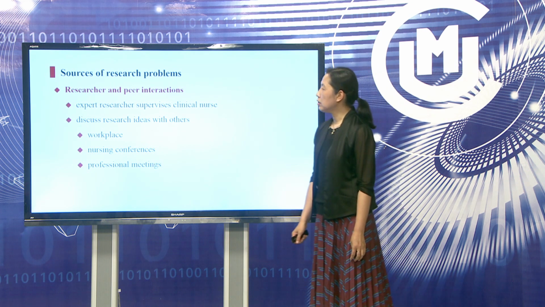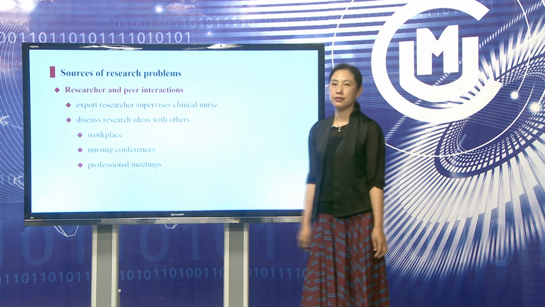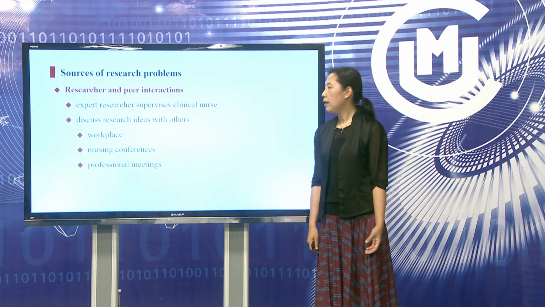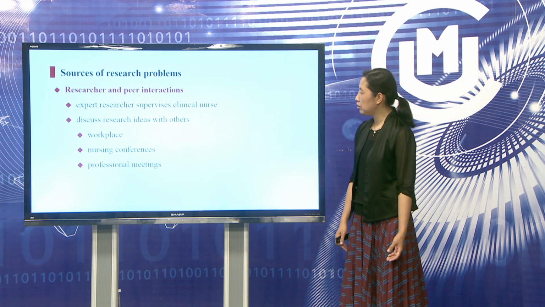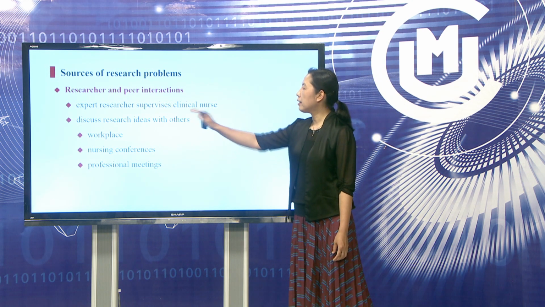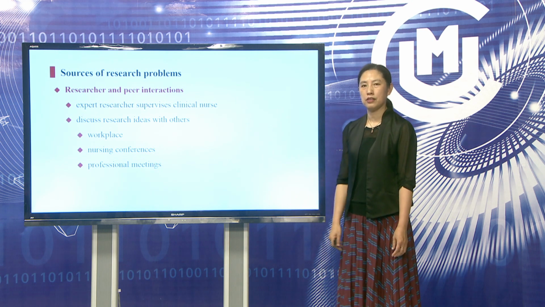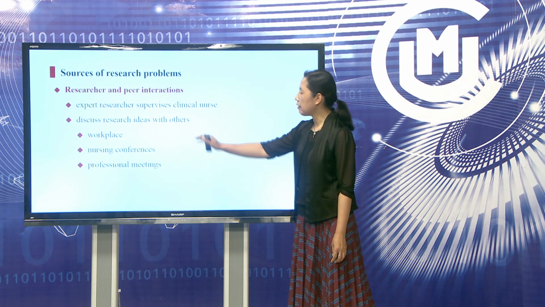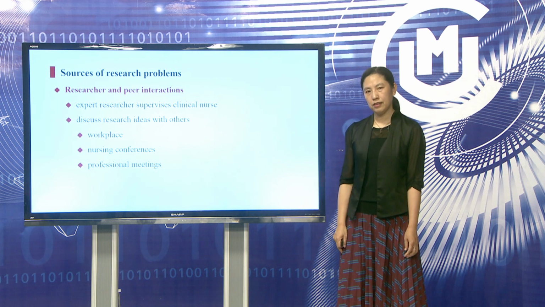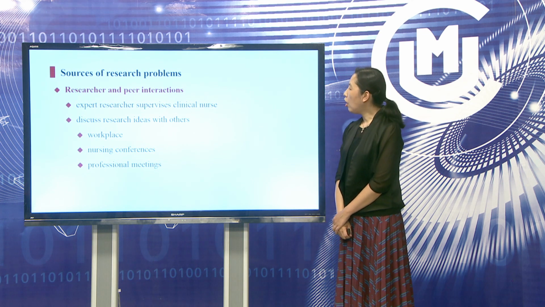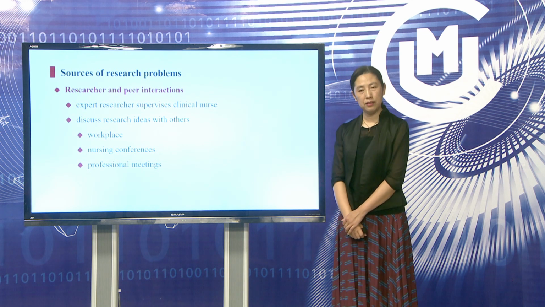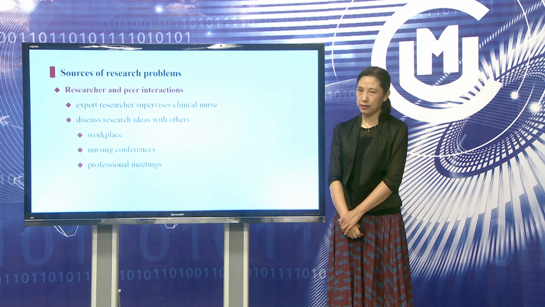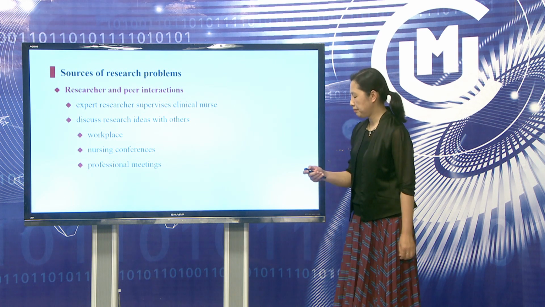The second source is talking with researchers and peers. When you talk with others, you may have some brainstorming. And you talk with expert researchers, they may give you some advice, and they can also supervise clinical nurses to do research. And also, you may discuss your research ideas with others at the workplace, or at a nursing conference, or when you attend professional meetings, you can discuss your idea with somebody, and they may give you some ideas, so you may find your research problem.